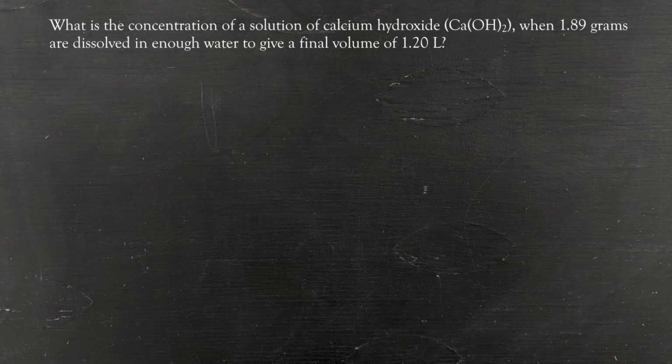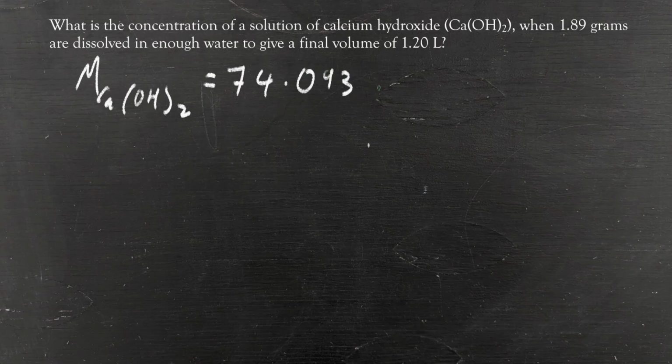We find this out by looking at the periodic table and adding together the molar mass of calcium with 2 times the molar mass of oxygen and 2 times the molar mass of hydrogen. Doing so, we find that the molar mass of calcium hydroxide is equal to 74.093 grams per mole. So the number of moles is going to be equal to the mass over the molar mass.